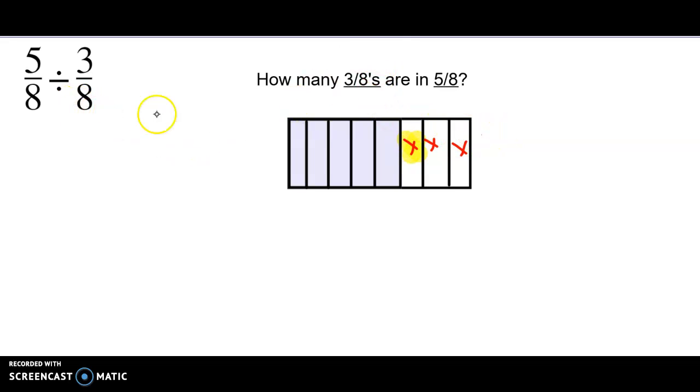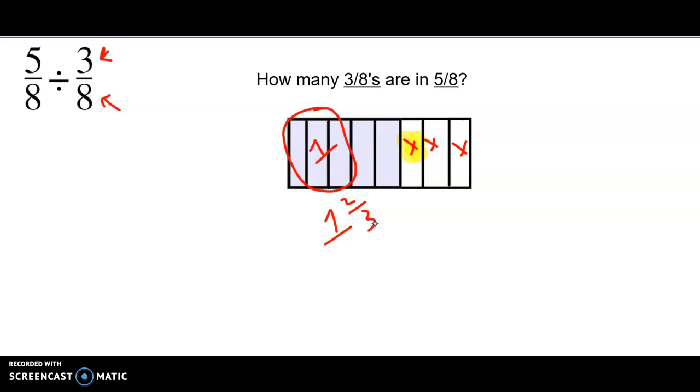So if I have 5/8 divided by 3/8, I'm going to take my 5/8 and divide it into 8ths, and then we're going to group them into thirds. When I group them into thirds, I have one group of 3. There's my 1. With how many left over? 2 out of the next group of 3. So your answer is 1 and 2/3. But there's a shortcut, guys.